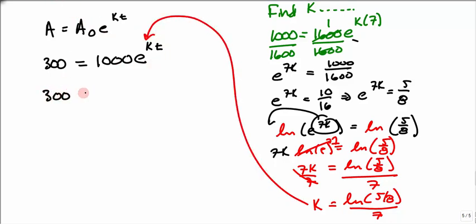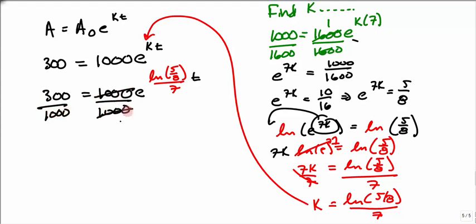So I have 300 equals 1,000 e to the k. Now k is equal to the natural log of 5/8 over 7 times t. So now I'm trying to solve for this t. I'm going to divide both sides through by 1,000. And I have e to the natural log of 5/8 over 7t equals, let's see, 300 over 1,000. That would reduce to 3 over 10.